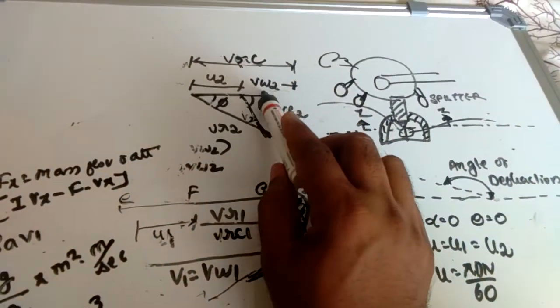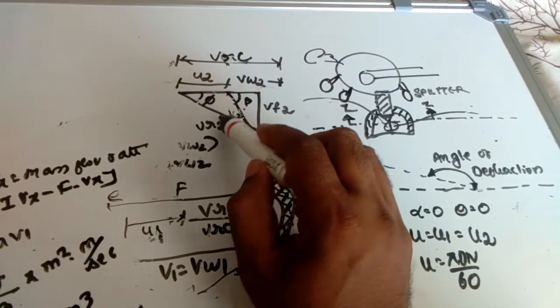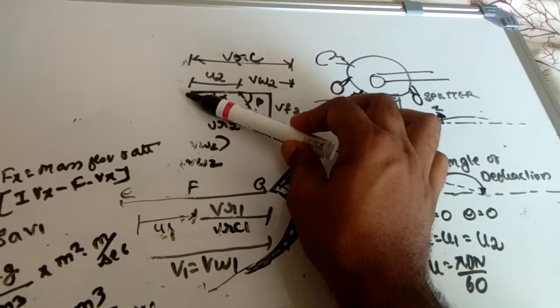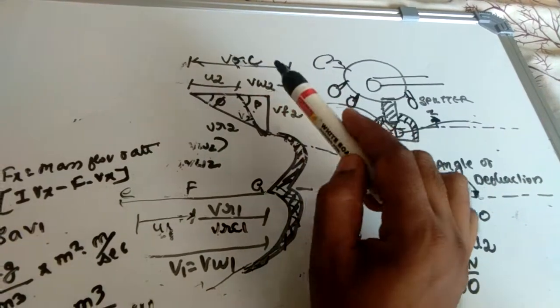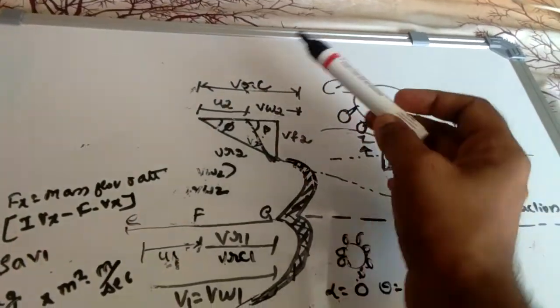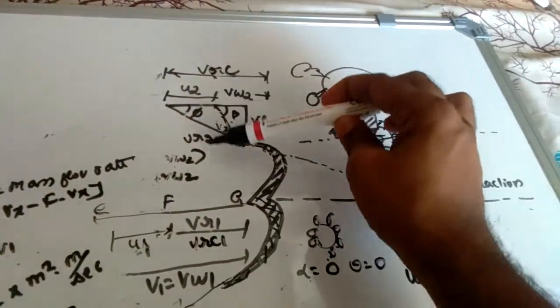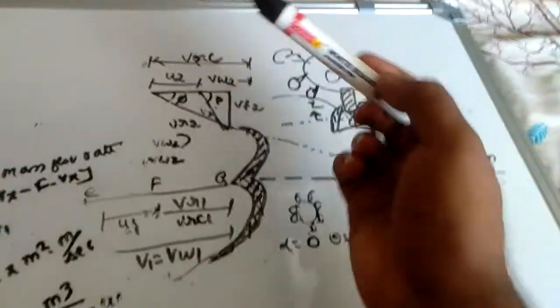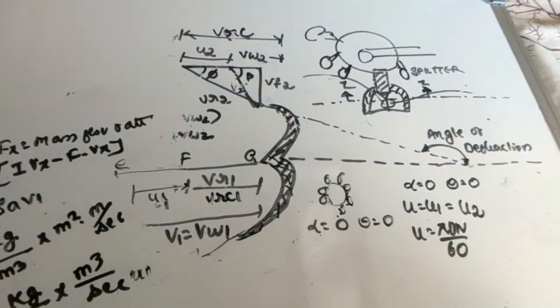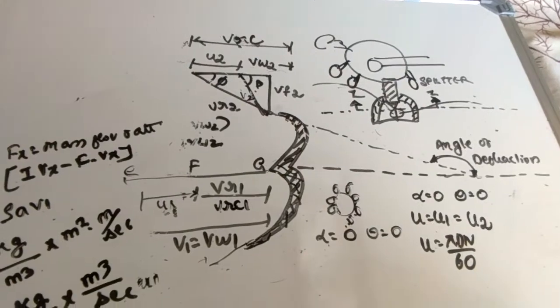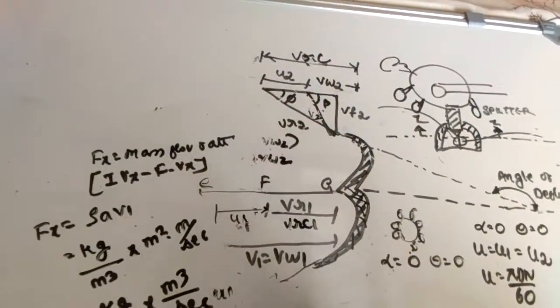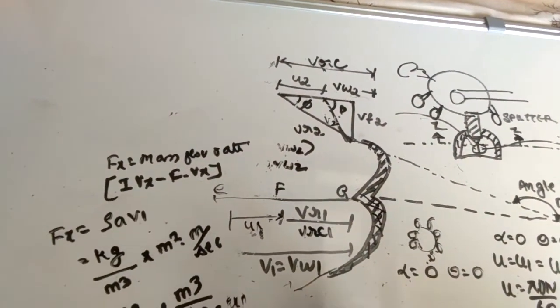We are not taking this VW2 and U2, we are not taking this V2 or VR2, since VR2 is inclined at this angle with respect to psi. What we need to take in the x direction is the relative velocity components, that is VRC. We need to take VRC.